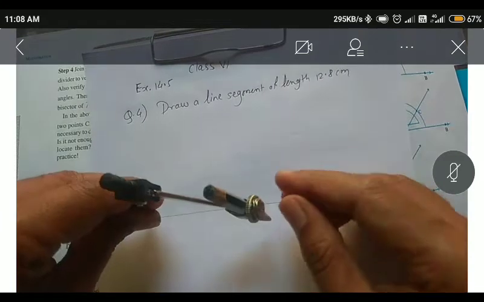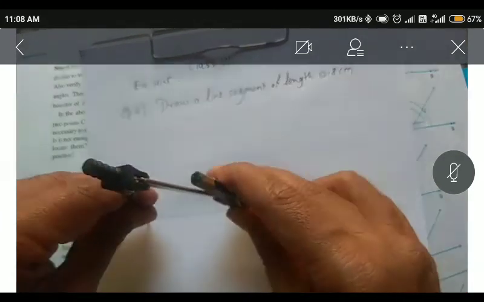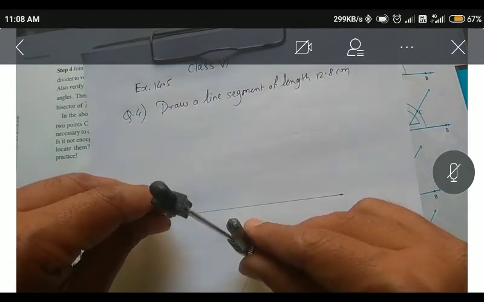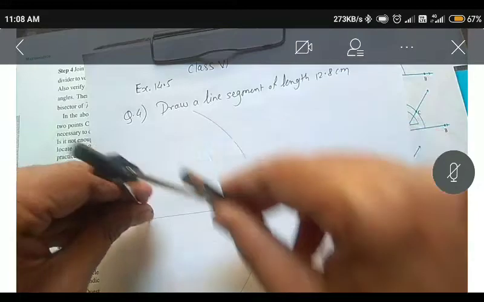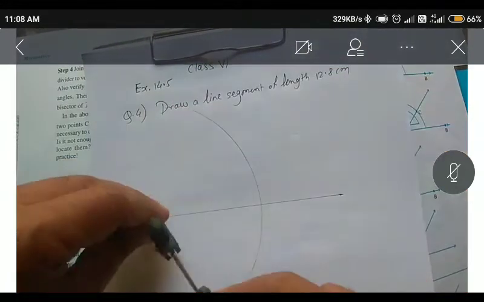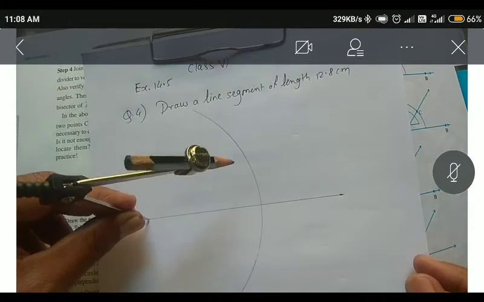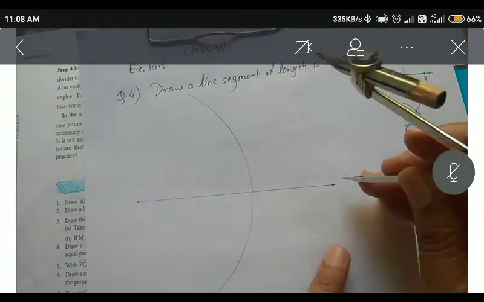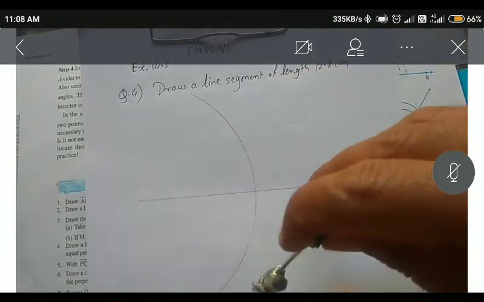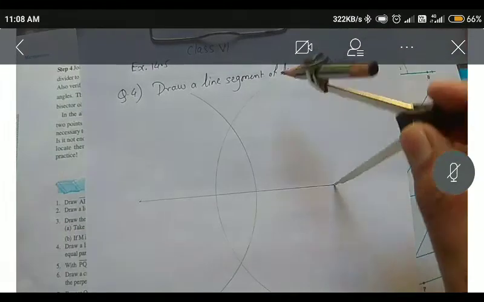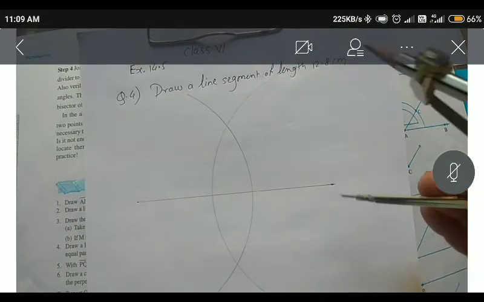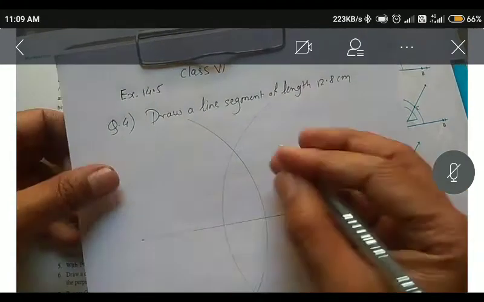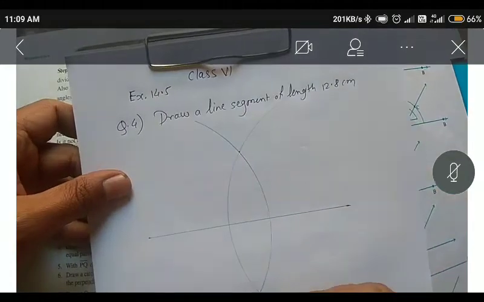Okay, and then make an arc here, half and here half, or we can say half semicircle. Draw half semicircle, and having the same distance, from this point, make half semicircle here. Okay, now here you will get 2 points. Which 2 points? See, this is the point and this is the point.